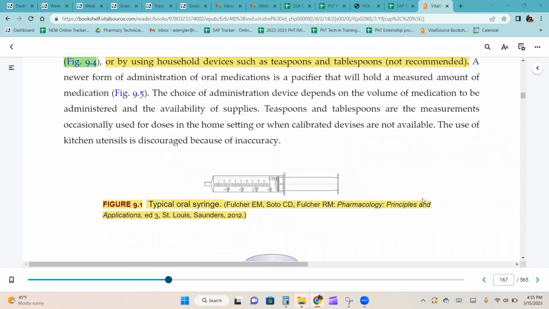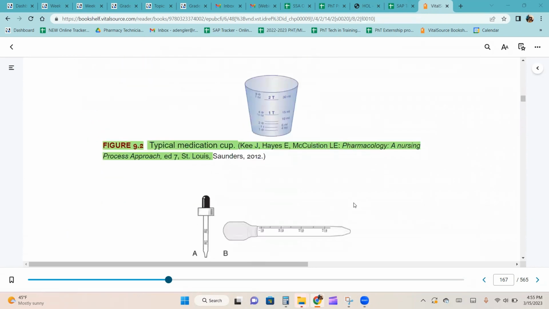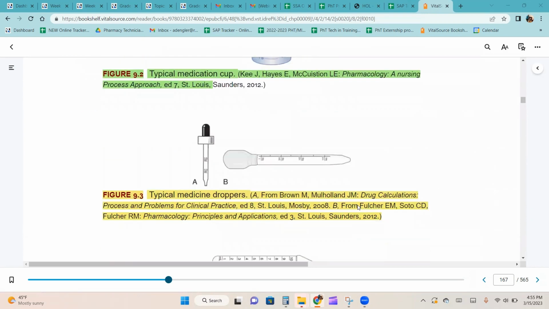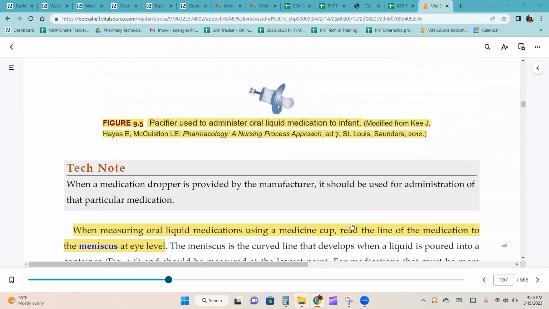So we have figure 9.1, a typical oral syringe. 9.2 is a typical medication cup. 9.3 are typical medication droppers. 9.4, a typical dose spoon.